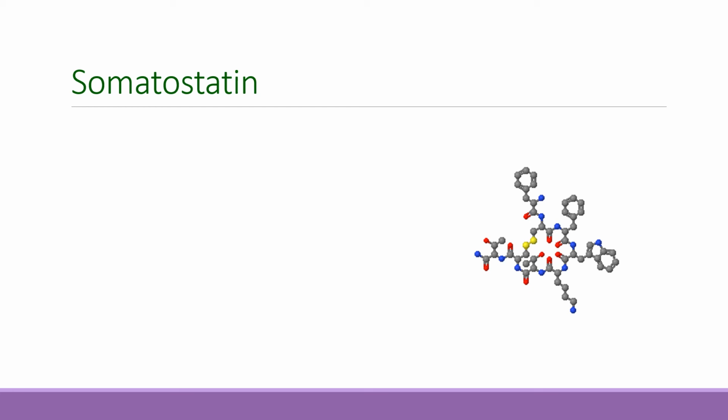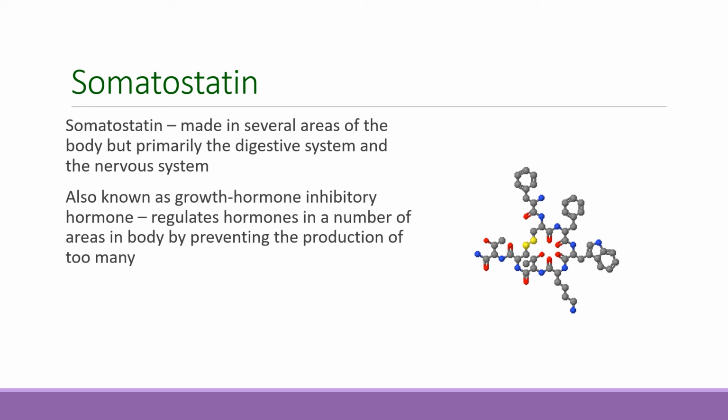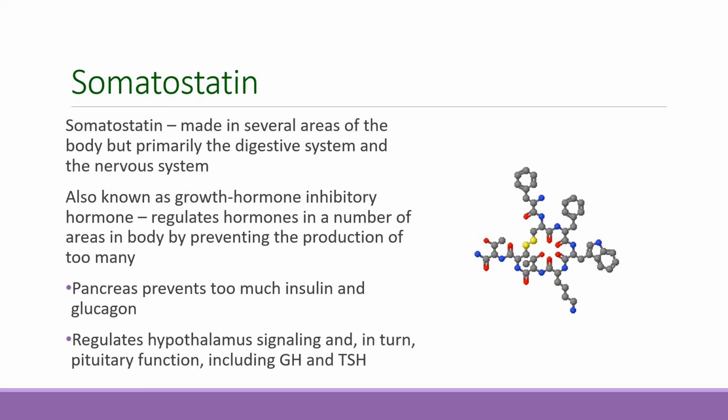Now, you may not be familiar with somatostatin, so just a little more information about it. It's made in several areas of the body, but primarily the digestive system and the nervous system. It's also known as growth hormone inhibitory hormone, and regulates hormones in a number of areas of the body by preventing the production of too many. So the pancreas also prevents too much insulin and glucagon as well. So there's regulatory activities going on in the pancreas for the hormones it produces.